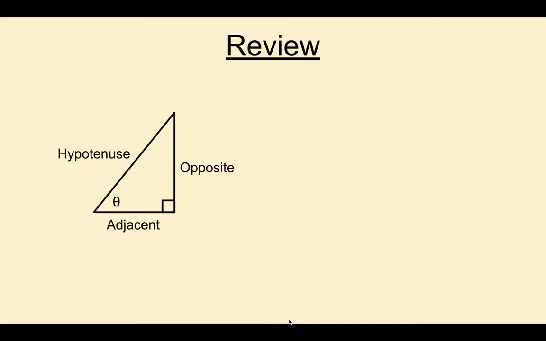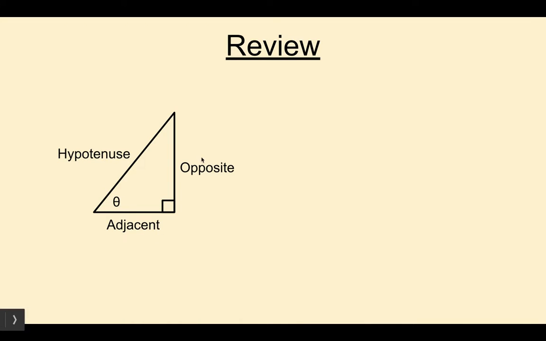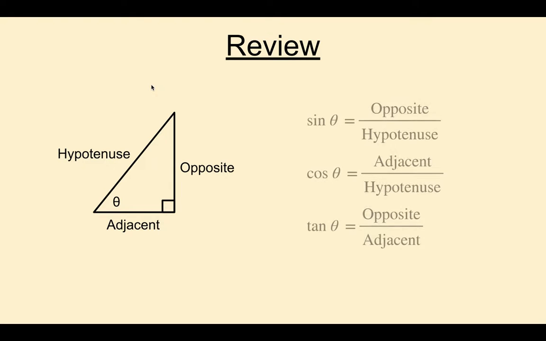All right, so a little review. Here we have a right triangle. As long as I locate the actual angle, opposite that angle is the opposite side, adjacent is adjacent, and always opposite of the 90 degrees is the hypotenuse. Since it's a right triangle, I have the trig ratios. Sine is opposite over hypotenuse, cosine of the angle is adjacent over hypotenuse, and tan is opposite over adjacent.